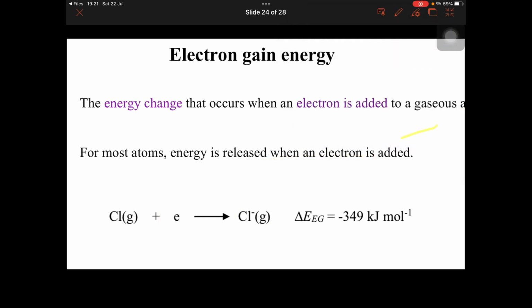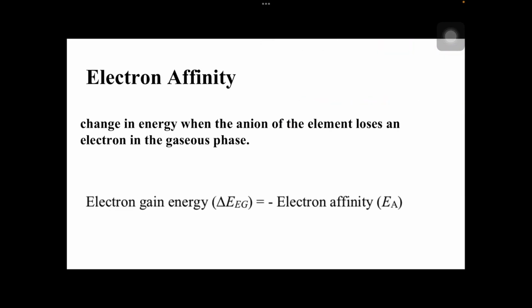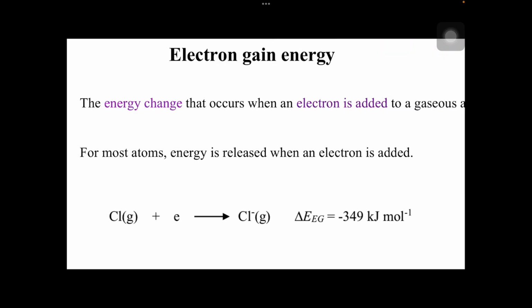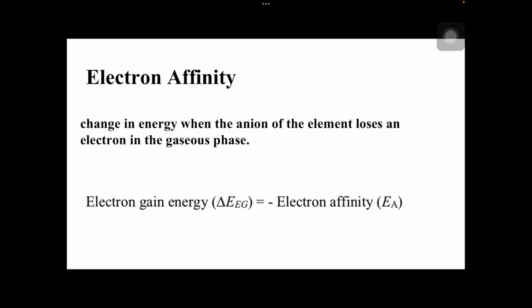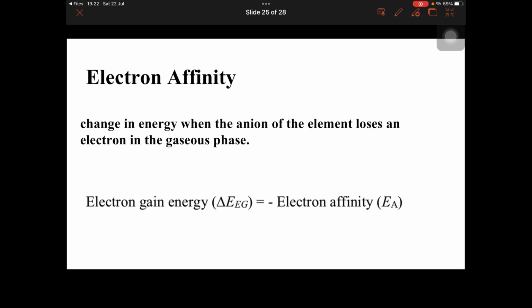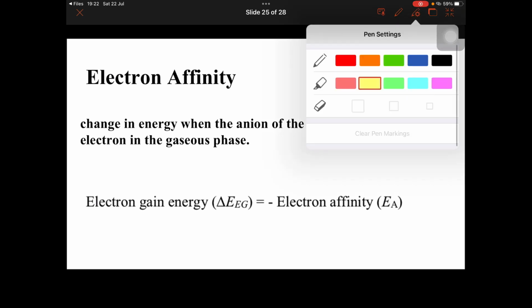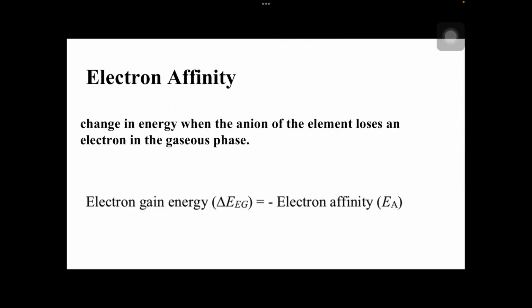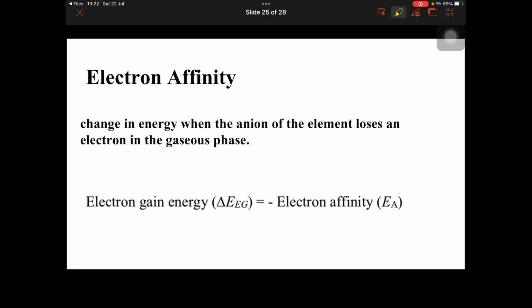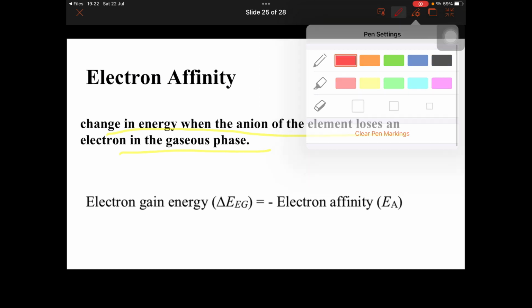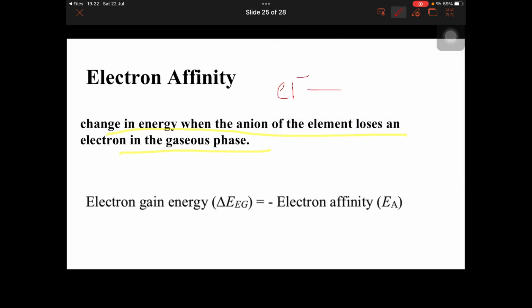Next we will be discussing electron affinity. Electron affinity is the opposite of electron gain. That means the energy change that happens when an anion loses an electron. So an ion loses an electron, Cl minus. When it loses an electron, it can form a chlorine gaseous atom and an electron. That is known as the electron affinity.